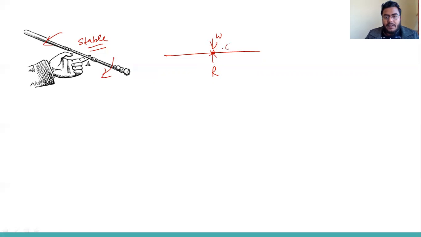Suppose the center of gravity is here. I am taking another example. Suppose your finger is here, so the rod is getting support here, and the center of gravity is somewhere here. So the concentrated weight will act here. So it will get a moment, and it will not be stable. It will be unstable.